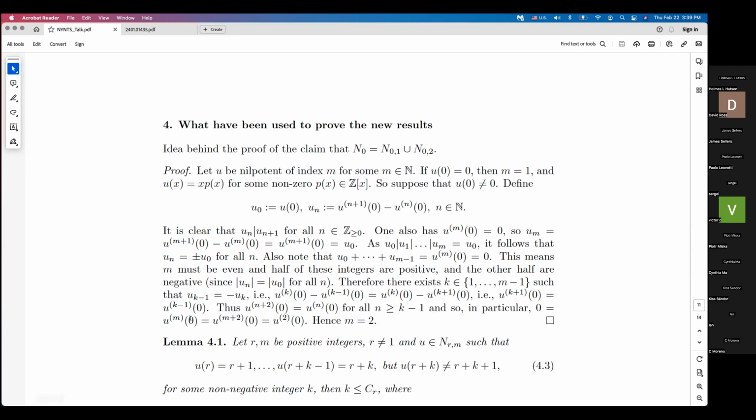And in particular, since m minus 1 is greater than or equal to m, is greater than or equal to k, m should also satisfy this. That means u_m(0), which is equal to 0, is equal to u_{m+2}(0), which is equal to u_2(0), and that means m must be equal to 2. So if you start from 0, the index has to be 1 or 2. All the other ones, u_3(0), u_4(0), u_5(0), and so on, those are really empty sets.